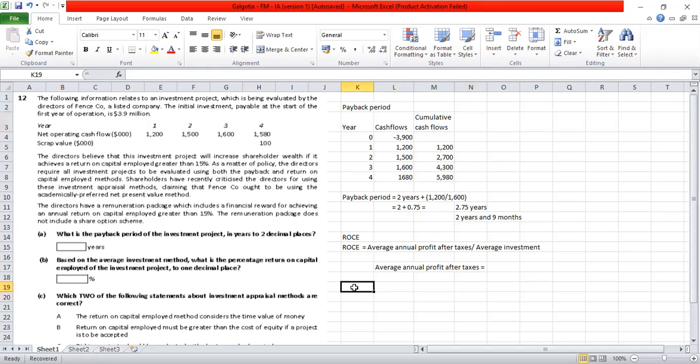There is nothing mentioned about the life of the project. So life is taken to be 4 years. The only information we have is that there is a scrap value mentioned. Scrap value is 100. Apart from that, throughout this question, we do not see anything about the method of depreciation calculated. So the life is taken to be 4 years. So what is depreciation?